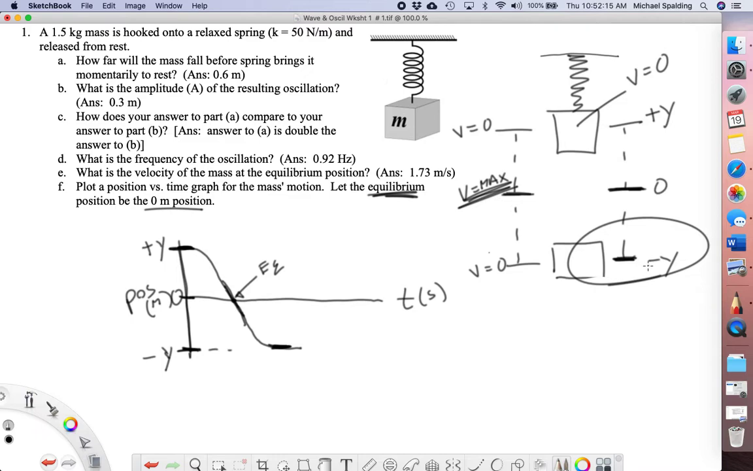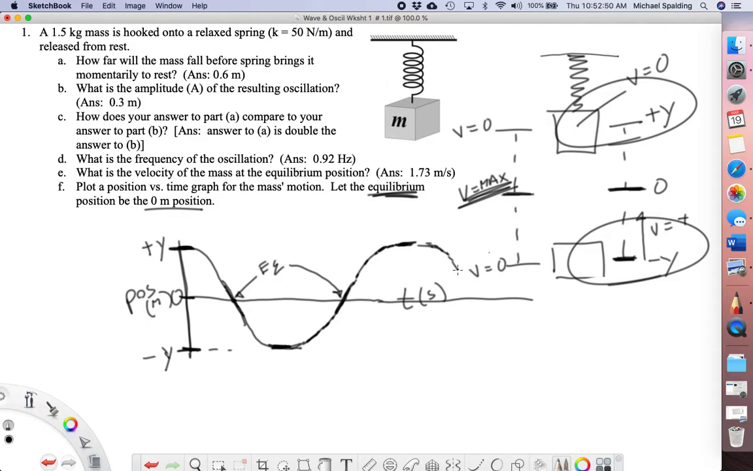Now the mass starts heading back up again, right? It changes direction. The velocity becomes positive because it's moving up, so the slope becomes positive. The slope should become a maximum as it crosses the equilibrium. And then when it reaches the amplitude up here again, the slope should be 0. So it's going to be a graph that kind of looks like this, 0 slope at the amplitude for 0 velocity, and then as the mass crosses the equilibrium, the slope should be a maximum, like this. Okay.